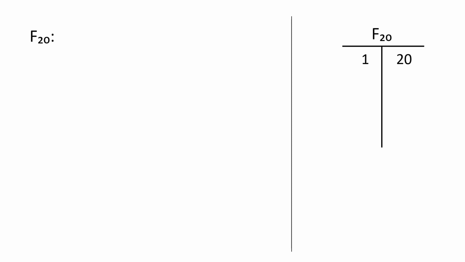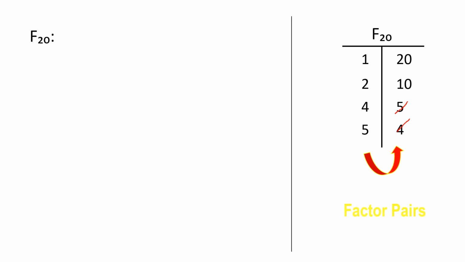The next factor pairs, 2 times what gives us 20? 2 times 10. 3 times what gives us 20? We can't do it, so we move on to the next one. 4 times what gives us 20? 5. And then 5 times what gives us 20? 4. And that's where it ends. But before we continue, we go and cross out the duplicates. We usually cross it out on the left-hand side because, remember, we work from right to left. Now we've got all our factor pairs of 20 there.